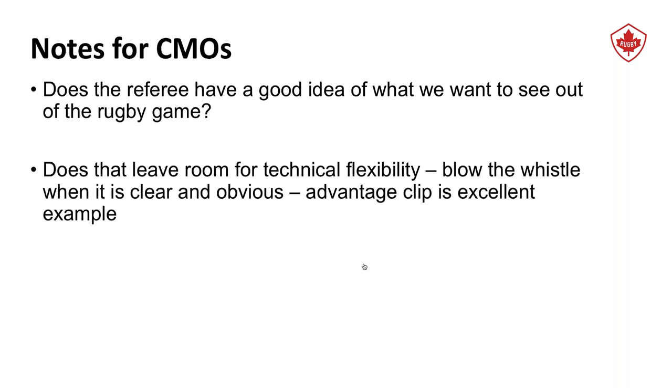for instance, areas of the game where we have a technical infringement that doesn't really matter to the outcome of the game and it's not in any way unsafe, are we able to play on from it? So this example from the advantage clip is a really good example of something we probably can't play on from. It's just too clear and obvious for us, which is fine. But if we look at situations where we have slight players off their feet, but it doesn't slow the ball down, or inaccurate cleanouts that don't slow the ball down, are we able to continue to play on from those?